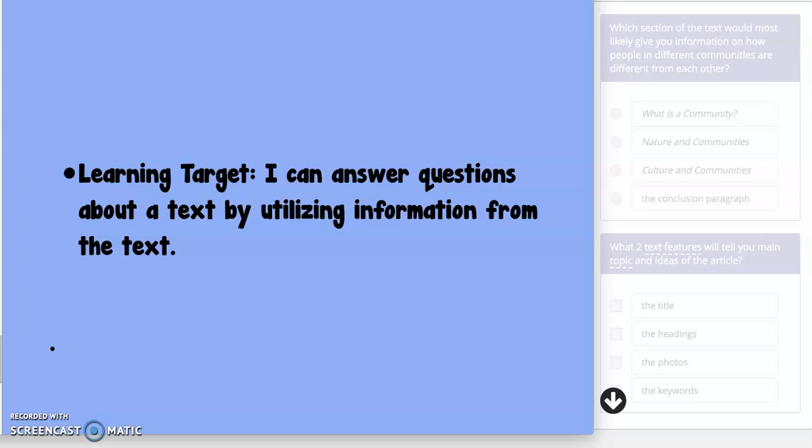So let's look at our learning target. It says, I can answer questions about a text by utilizing information from the text. So using the text and what the text tells you to help answer a question, okay? And this is the exact same learning target that you have in your packet for the day. So this will help you with that. So let's go ahead and get started.